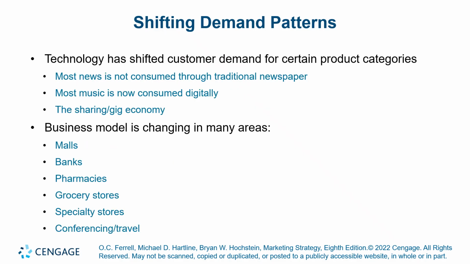There is a shift in demand patterns. Consumer demand patterns are shifting. Technology has shifted customer demand for certain product categories. Most news is not consumed through traditional newspapers. Most music is now consumed digitally. You don't buy records anymore. And there's a sharing economy and a gig economy. Also, business models are changing in many areas.